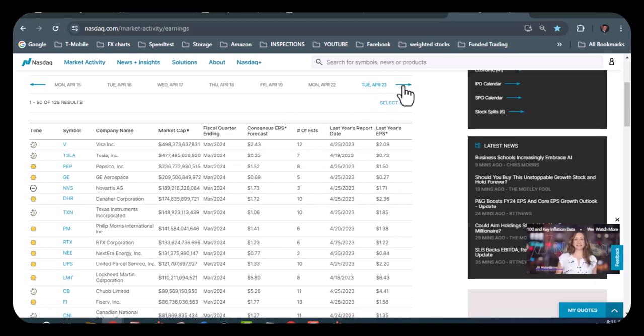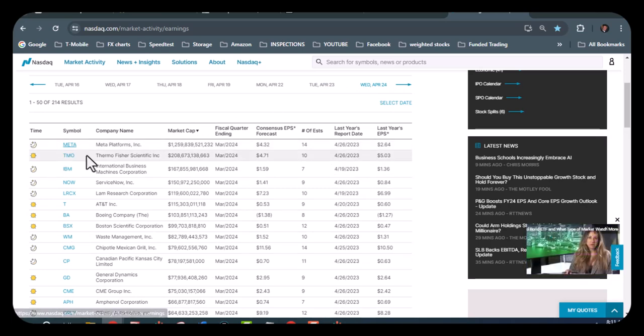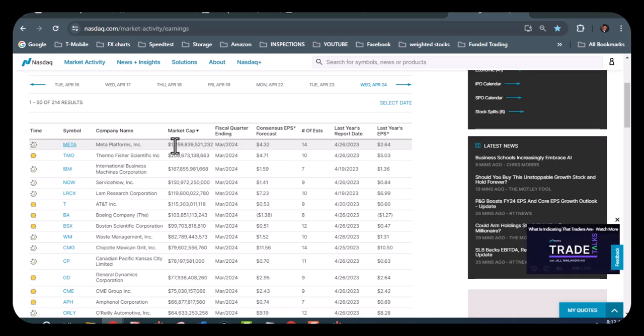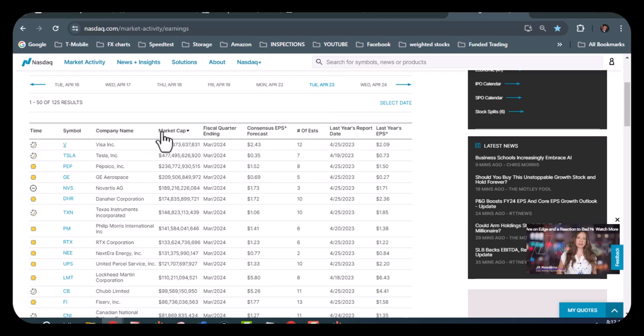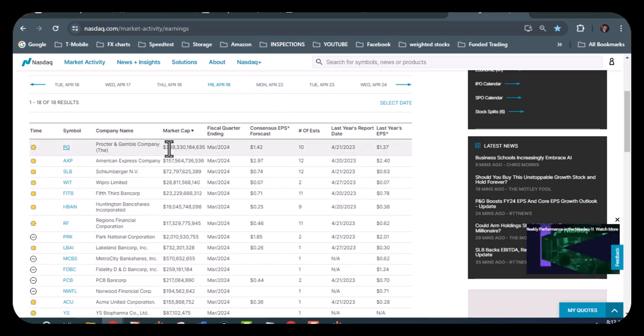Let's see what we got on Wednesday. So Wednesday we're going to have Meta, which is $1 trillion right there, and then Thermo Fisher, $208 billion. That's for Wednesday. So we got Tuesday, Visa, Tesla. Monday, we got SAP, Verizon, a light day Monday. Friday, Procter & Gamble reports. So that's on the agenda for this week.